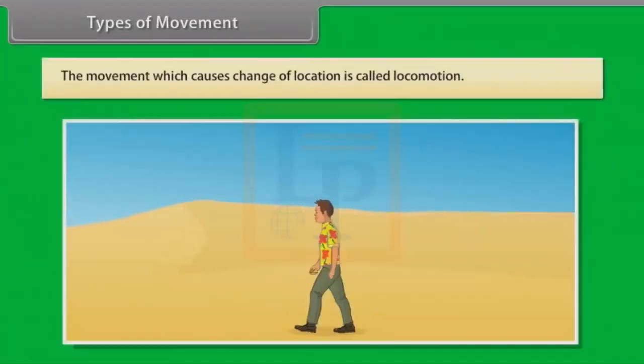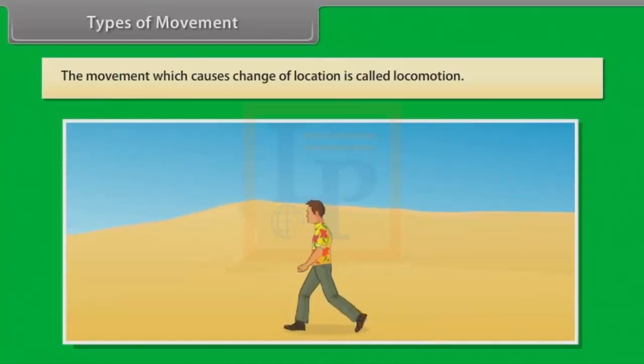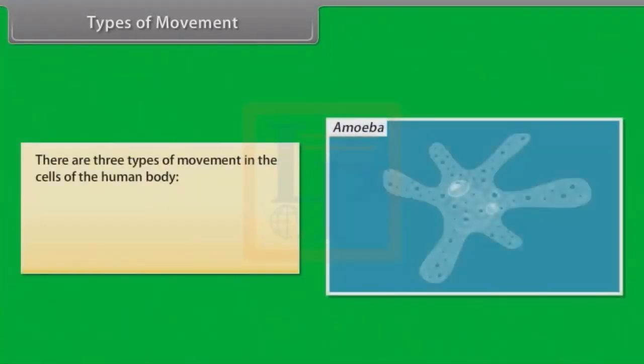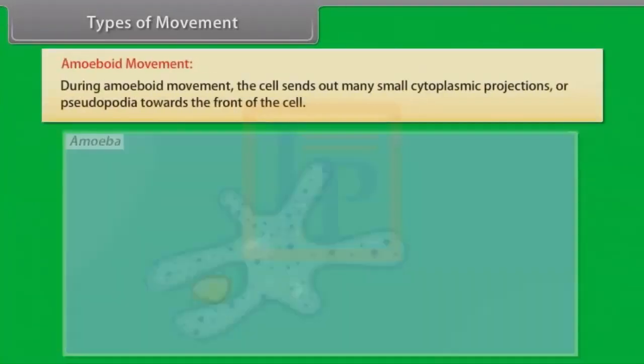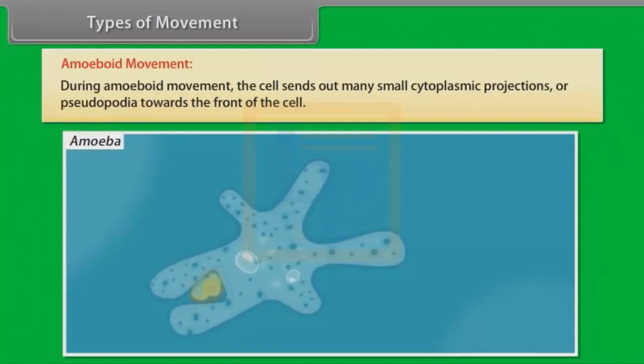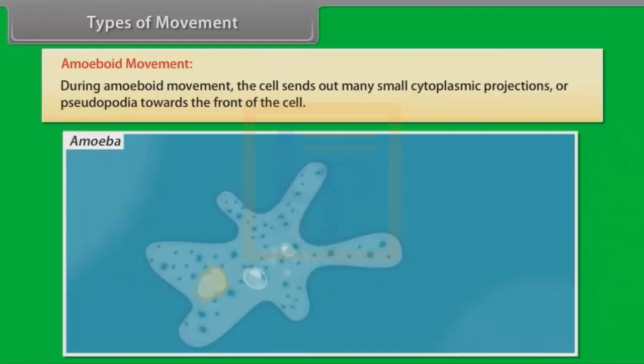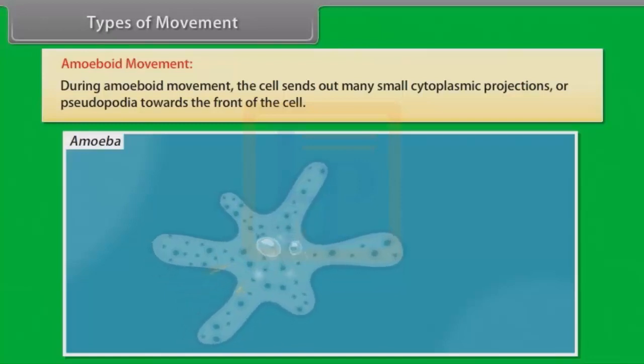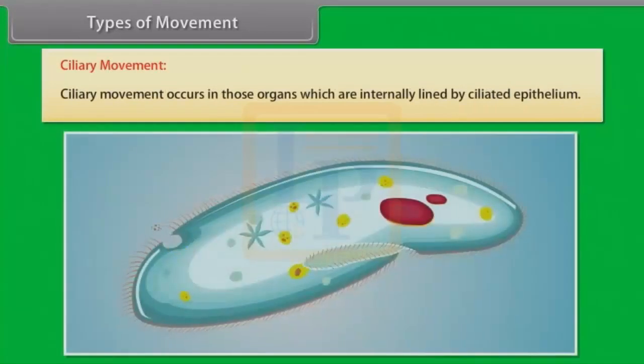Types of movement. The movement which causes change of location is called locomotion. There are three types of movements in the cells of the human body: amoeboid, ciliary, and muscular. Amoeboid movement. During amoeboid movement, the cell sends out many small cytoplasmic projections or pseudopodia towards the front of the cell.